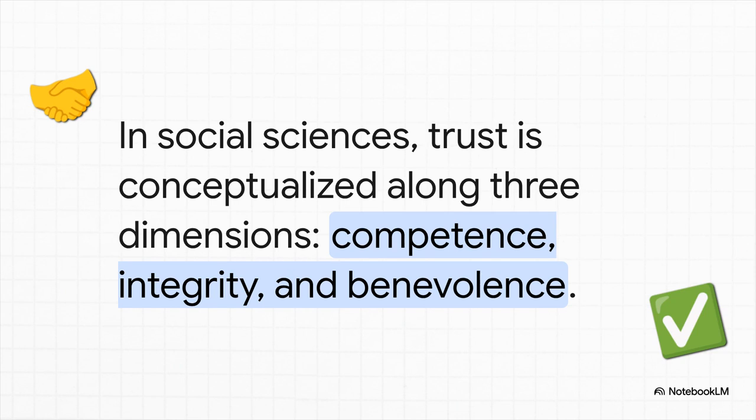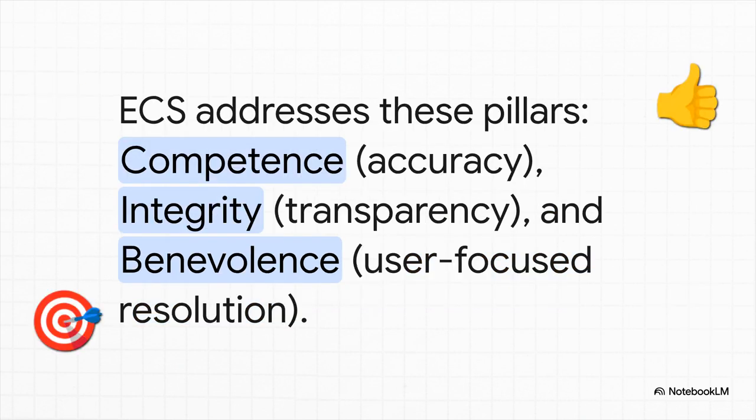You know, in social science, when we talk about trusting another person, it often comes down to three key things. First, there's competence. Can they actually do the job right? Second, integrity. Do they operate honestly and ethically? And third, benevolence. Do they genuinely have your best interests at heart? What's so amazing is that ECS maps directly onto these human pillars of trust. Competence is about getting the tax rate right. Integrity is about showing its work, citing sources, being totally transparent. And benevolence is about resolving confusion to actually help the user, not just dump a bunch of data on them. It's designed to be genuinely useful.